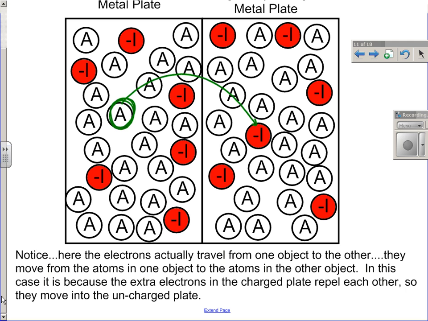Notice that here the electrons actually traveled from one object to the other. They're moving from the atoms in one object into the atoms of the other object. In this case, it's because the extra electrons in the charged plate repel each other, so they move to the uncharged plate. The same thing would be true if these were positive charges. The only difference is the electrons would move to the positive charges instead of out of the negative charges.